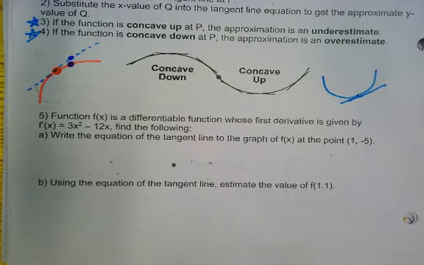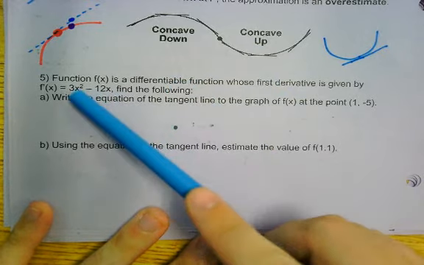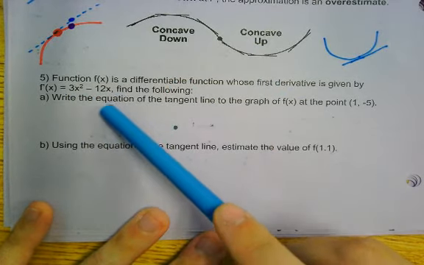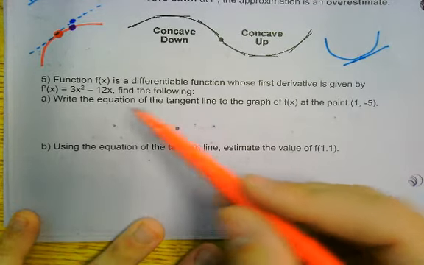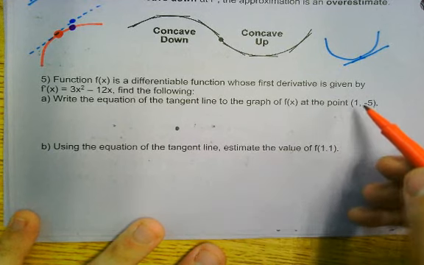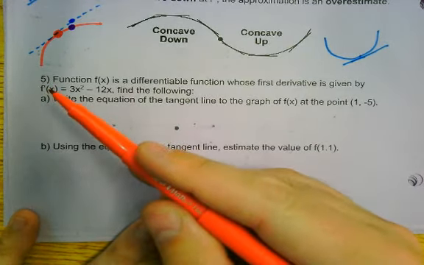So, of course, our first example is a function where you really could approximate something. So here's a function. It gives us the first derivative. That's nice. Not a lot of work needs to be done here. So let's go ahead and answer this question. Write the equation of a line tangent to the graph at this point, 1, -5. And we know what the first derivative is.